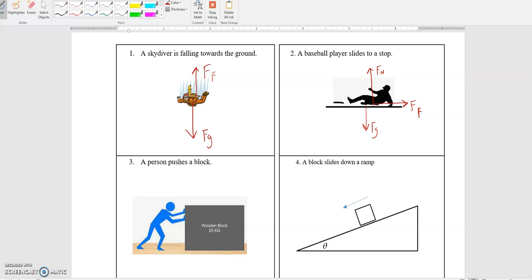Nobody is pushing him. So that's an important concept there, that even though he is moving to the left, nobody's pushing him at that moment. Therefore, there is no applied force.